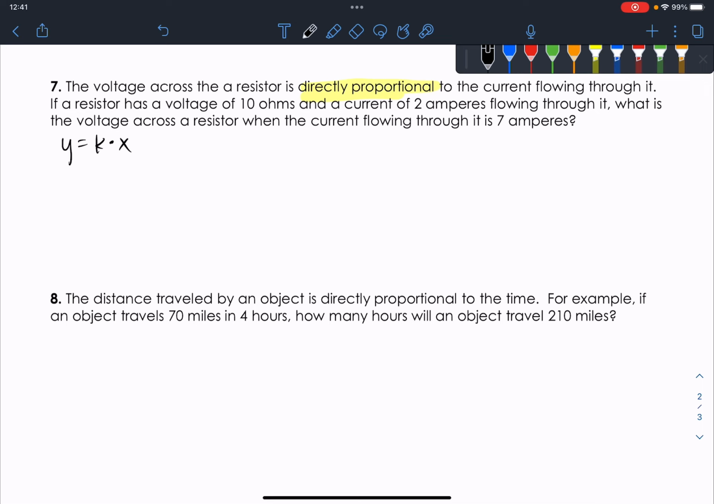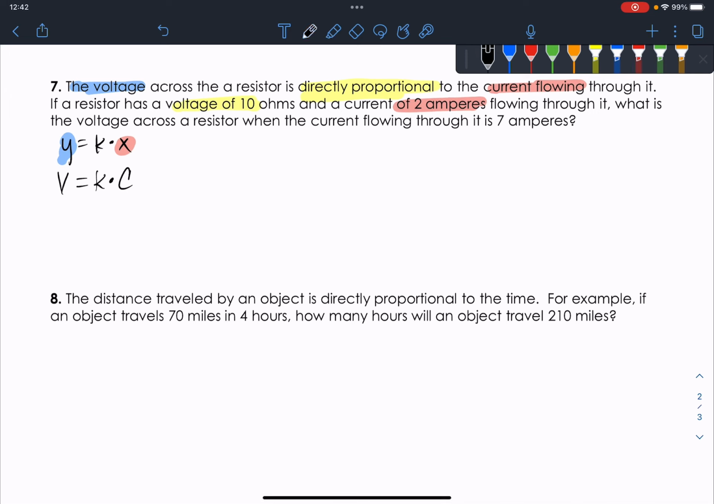Well, instead of using these generic variables of y and x, since we're referring again that the voltage is directly proportional to the current flow, we'll use those variables. So you will use V for y, and for x we'll use the current flowing through it, so we use capital C for the current. Now from the second sentence, we're told that the voltage of 10 ohms has a current of 2 amperes, 2 amps.